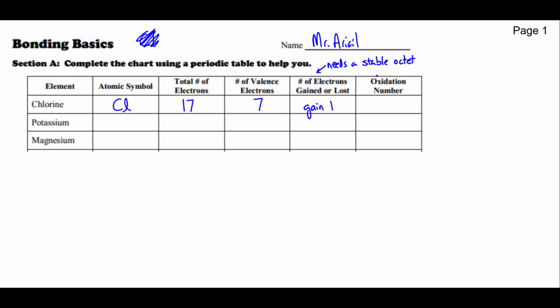Now for this last part, oxidation number, that may not have shown up in the notes just yet, so make a note on this paper that oxidation number is the charge formed by an atom when it becomes an ion. So if chlorine gains 1 electron, that's simply going to be 1 minus, or -1 as a charge.